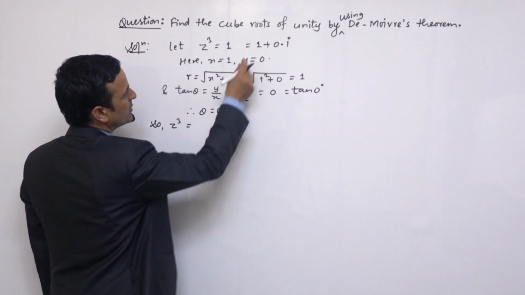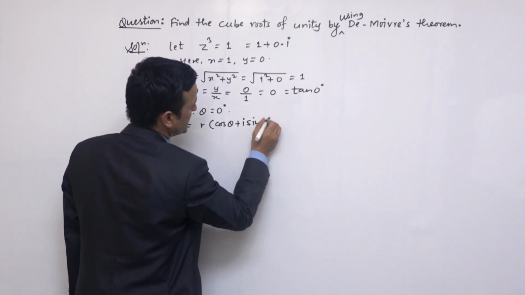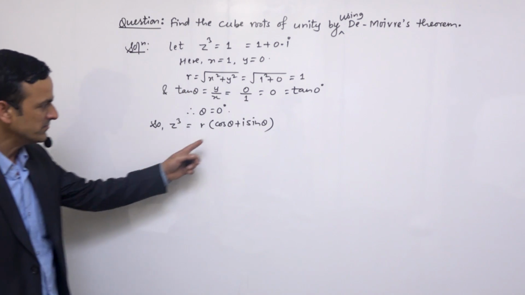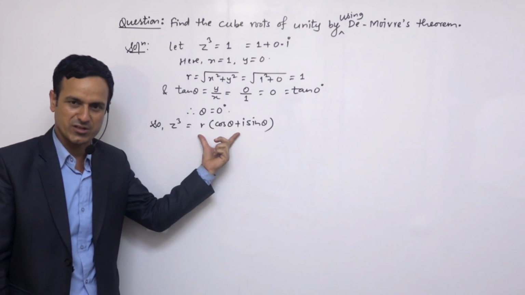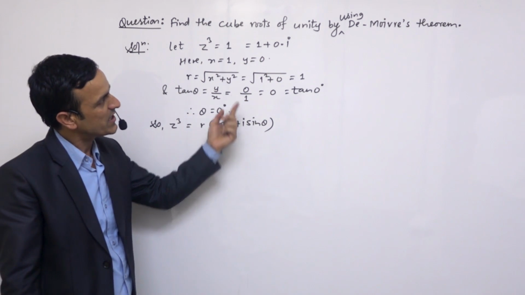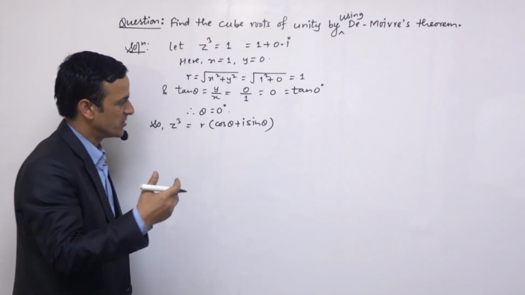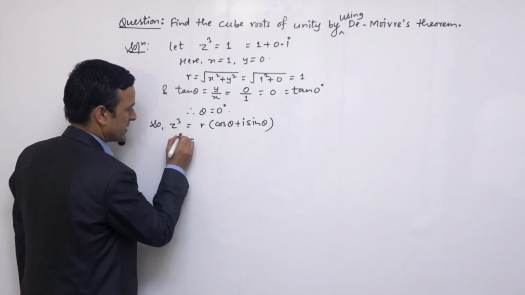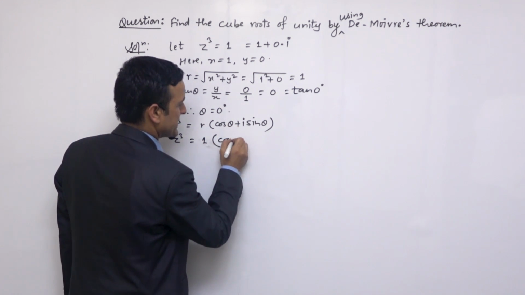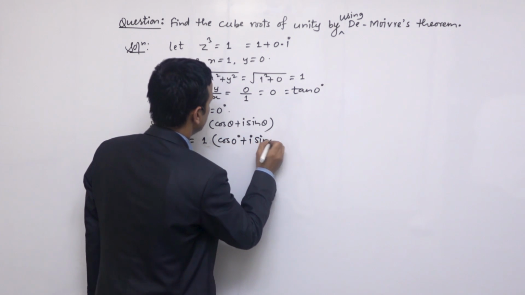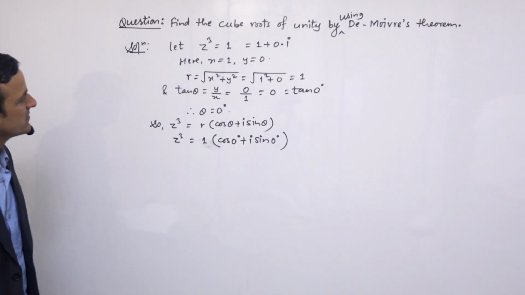So z cube is equal to 1 plus 0 I, means it is r cos theta plus I sin theta. This is called polar form. हामीले de Moivre's theorem use गर्ने भन्ने बित्तिकै always polar form मा कन्भर्ट गर्नुपर्छ. Without polar form we can't use the de Moivre's theorem. So r र थीटा निकालेर यहाँ राख्ने बित्तिकै पोलर फर्ममा एक्सप्रेस हुन्छ. So z cube is equal to r means it is 1, and cos theta means it is 0 degree, sine theta means it is 0 degree. This is the polar form of 1.